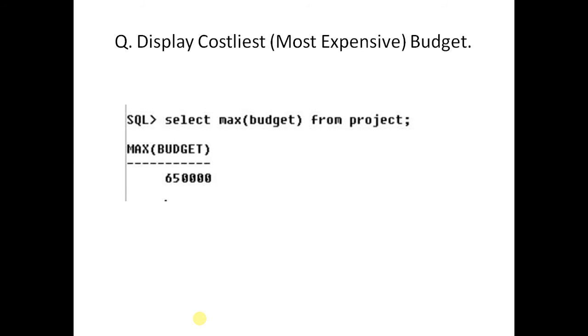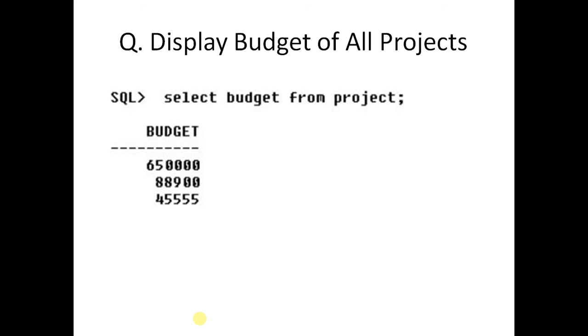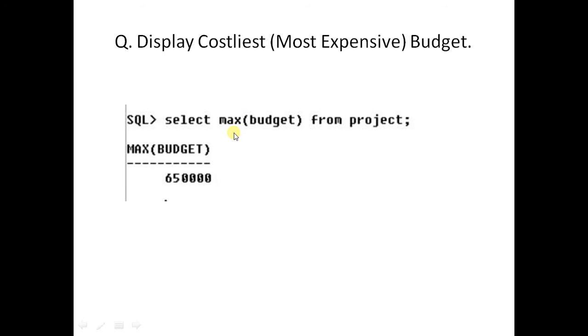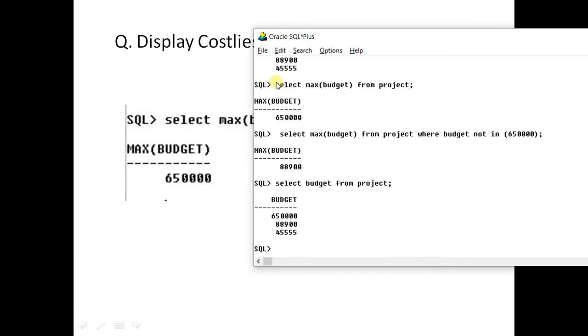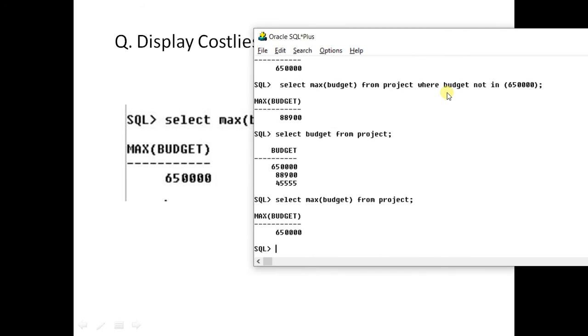Now the second question is: display the costliest budget, or most expensive budget. Again, it is a very simple one. Out of these three values, you have to display the highest value, that is 65,000. So what you might have done is select maximum budget from project. As you can see, I have already written these queries. I have typed this and you can see the answer has come.